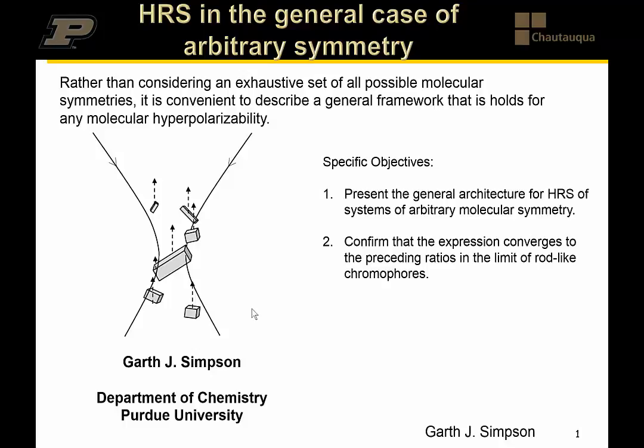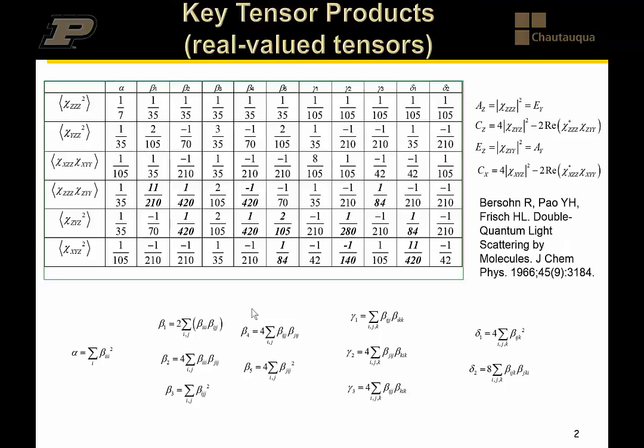So now that we've seen how things play out in this case of rod-like chromophore, let's generalize. Let's ask what happens if we have a molecule of arbitrary symmetry with up to 27 possible non-zero tensor elements. Well, now things get pretty messy pretty quickly, and I figure if you're in for a dime, you're in for a dollar. We're just going to go straight to the fully general case of arbitrary symmetry.